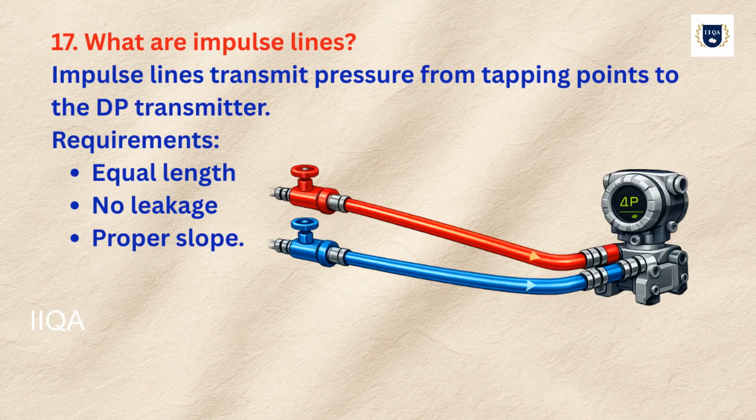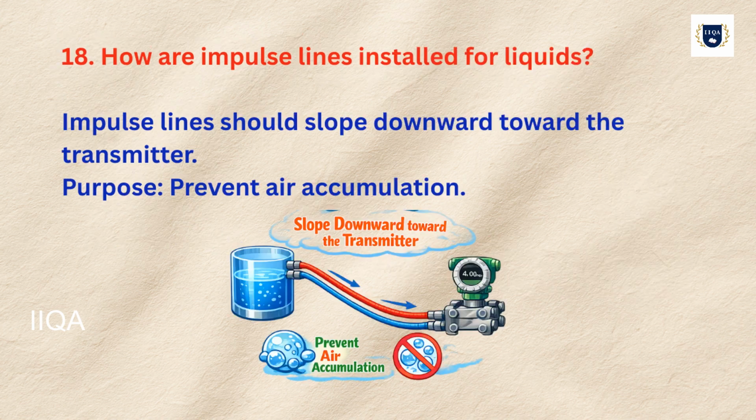What are impulse lines? Impulse lines transmit pressure from tapping points to the DP transmitter. Requirements: equal length, no leakage, proper slope. How are impulse lines installed for liquids? Impulse lines should slope downward toward the transmitter. Purpose: prevent air accumulation.